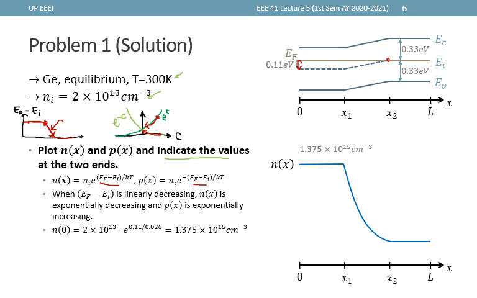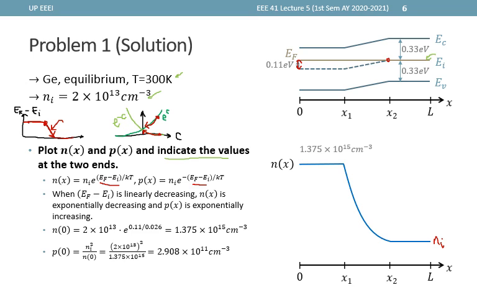As for the other end, we note that ef already coincides with ei, and therefore we can expect that its value must just be equal to ni, since e raised to 0 is just 1.